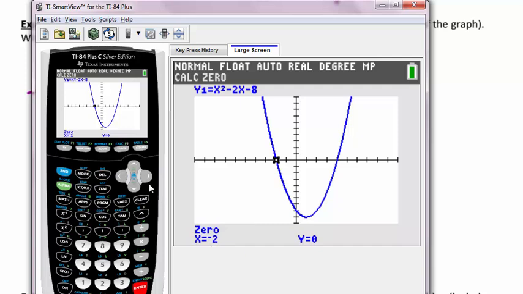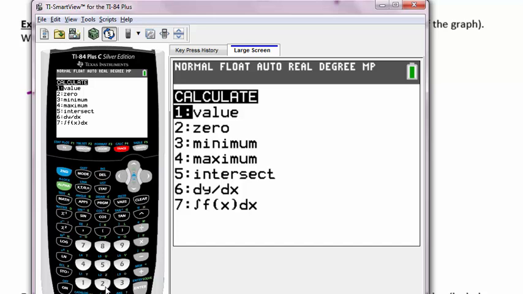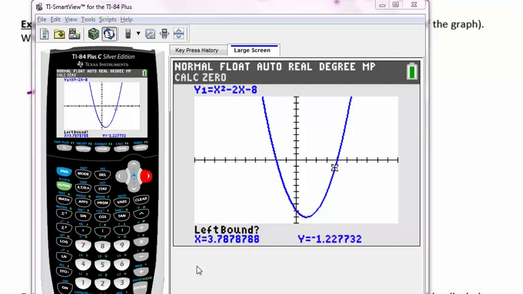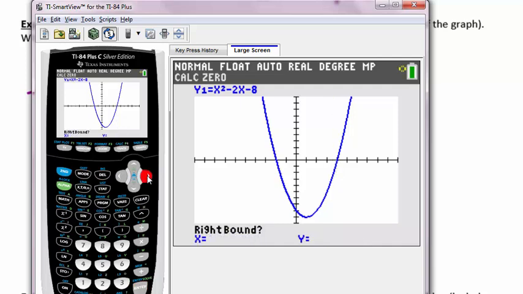Let's try the second one as well. Second, calculate the zero, option 2. Move the cursor so that you're to the left of the second zero. Hit enter, and then move it a little bit further so that you're on the right. Hit enter, and enter again for the guess. You can see that one is in fact 4.